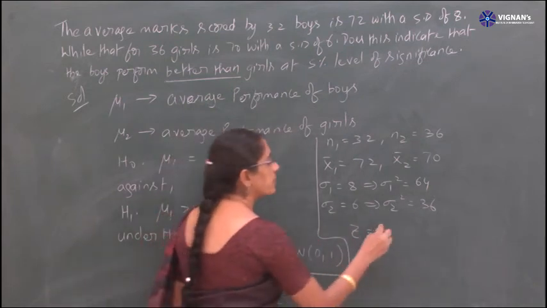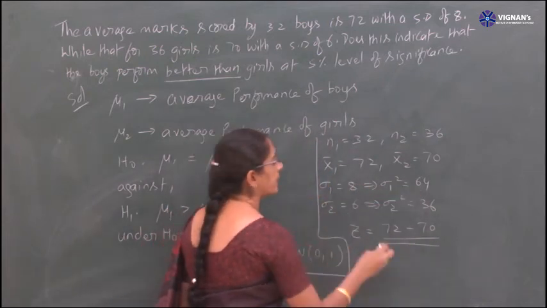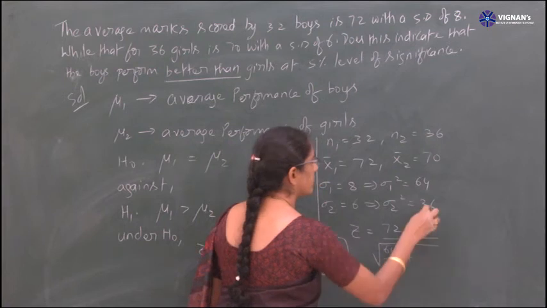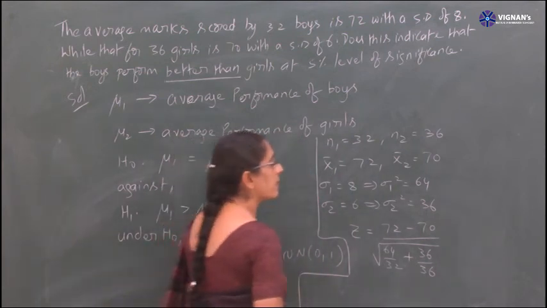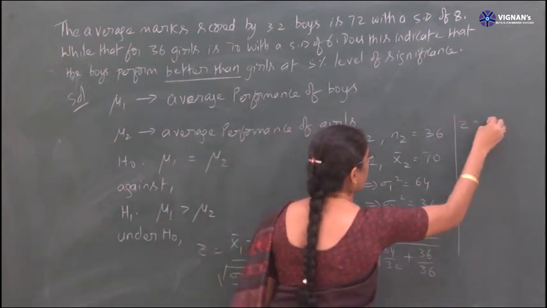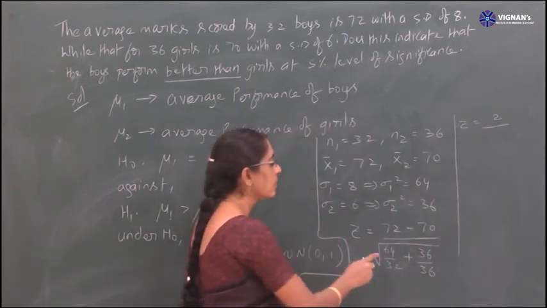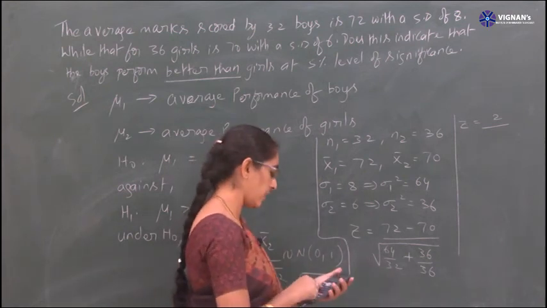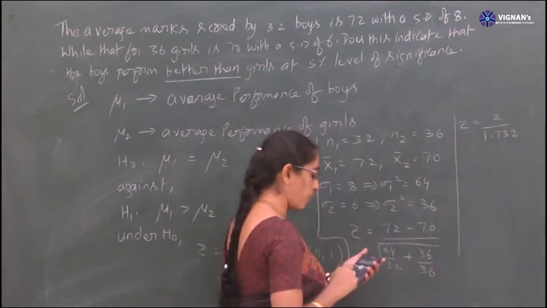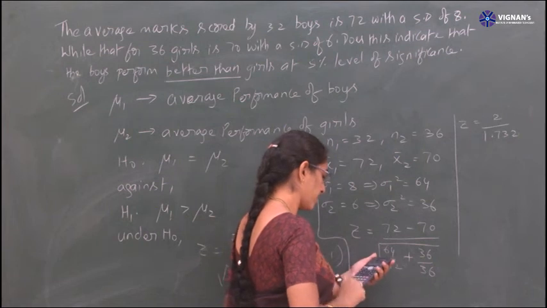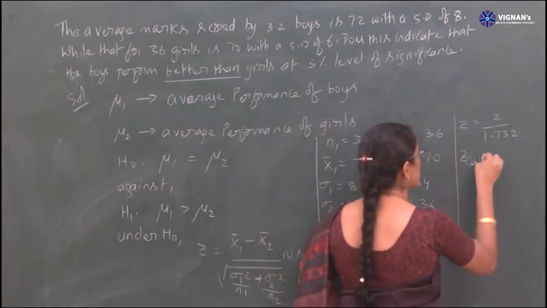So Z equal to 72 minus 70 by square root of 64 by 32 plus 36 by 36. So 72 minus 70 is 2, the numerator is 2 only. But 64 by 32 means 2 and 36 by 36 means 1. So 2 plus 1 is 3 and root 3 is 1.732. So Z equal to 2 by 1.732, which is 1.1547. So Z cal is 1.1547.